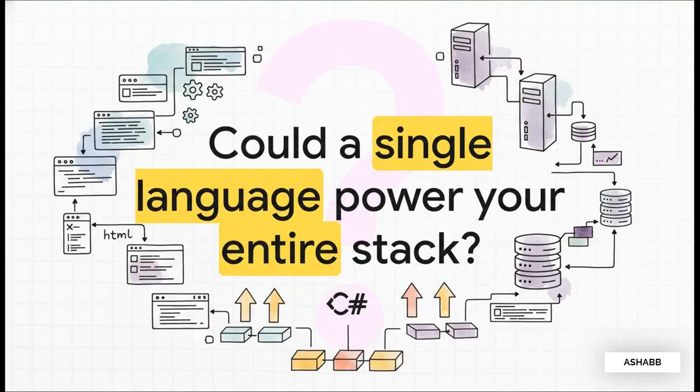And that really brings us to the final question we should leave you with. After seeing how Blazor can tear down that wall between the front end and the back end, the question to ask yourself isn't just, can I avoid JavaScript? It's bigger than that. It's about efficiency, it's about consistency, it's about power. So, could a single language, your language, C#, truly power your entire stack from top to bottom? For a whole lot of developers and teams out there, the answer is finally a loud, clear yes.